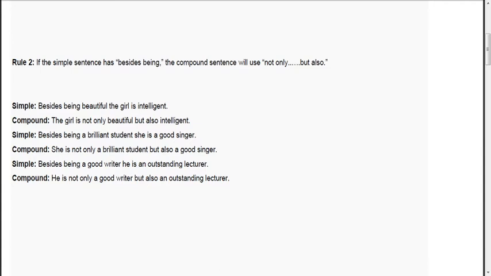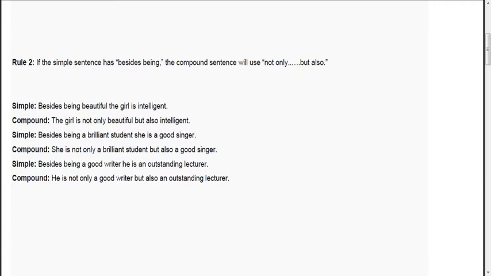So here actually we use conjunctions like not only but also. As I said earlier, in most of the cases we use and or but, though there are some other uses, or otherwise not only but also. This is another one like this. The second example says, besides being a brilliant student, she is a good singer. Here also we found besides being, so we'll take not only but also. After not only one adjective, and after but also another adjective. So she is not only a brilliant student but also a good singer.